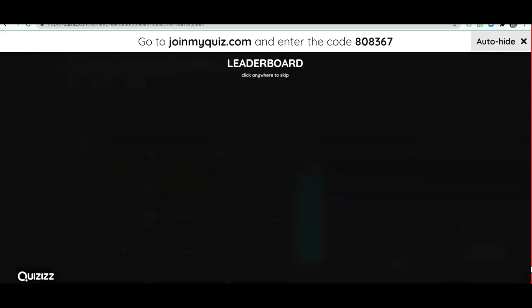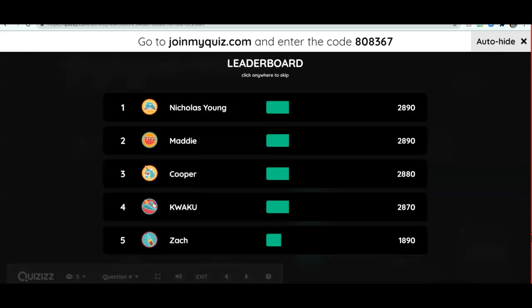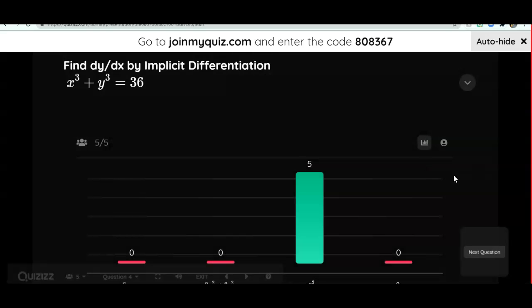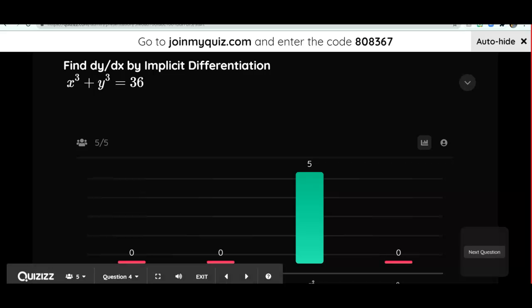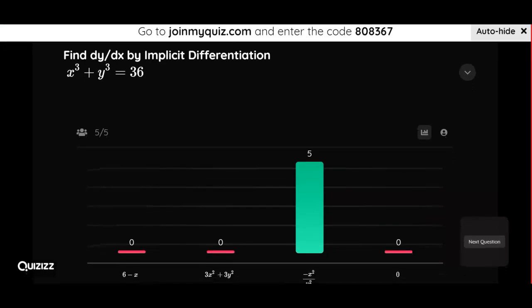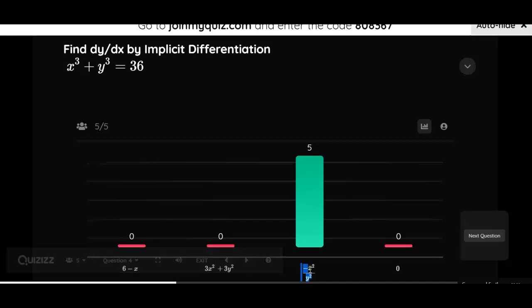Ooh, look at that close leaderboard. Good job, guys. All right, fantastic. So again, big difference from last one to this one was the negative. So again, you got a negative on the x squared this time.